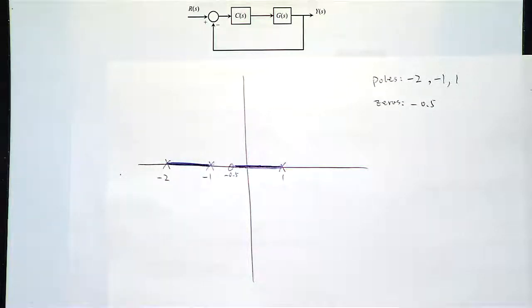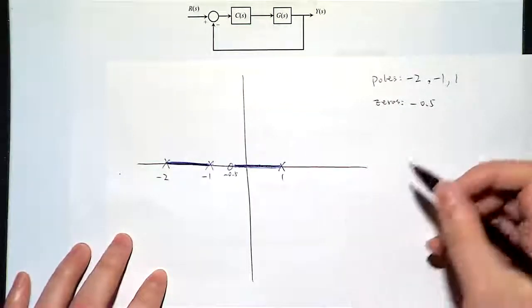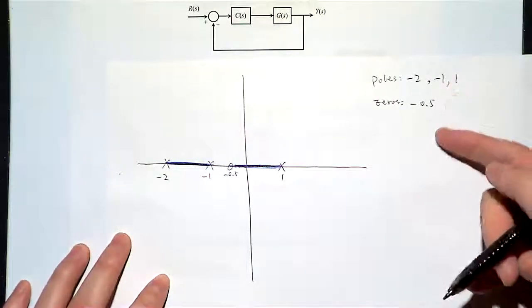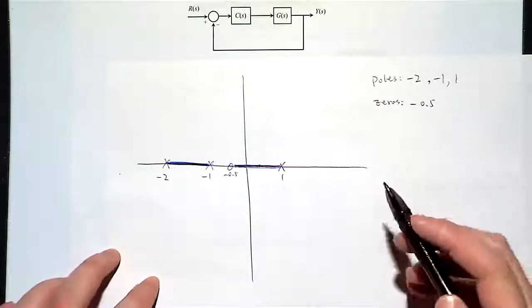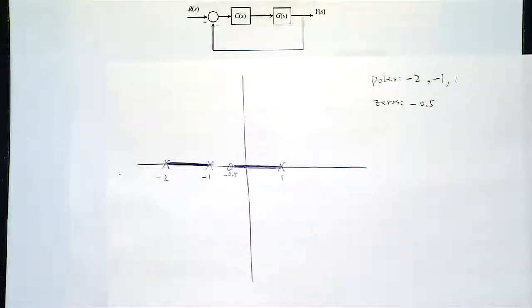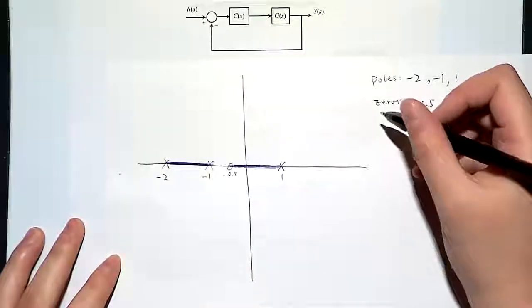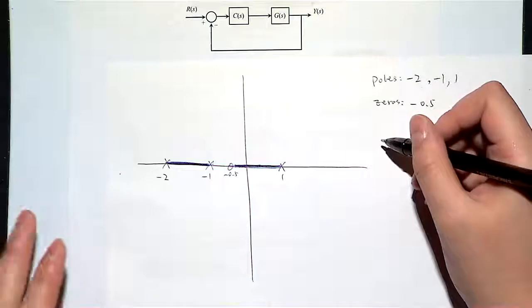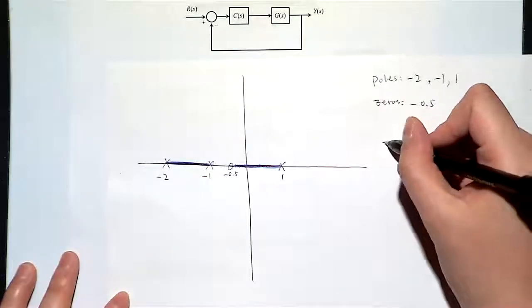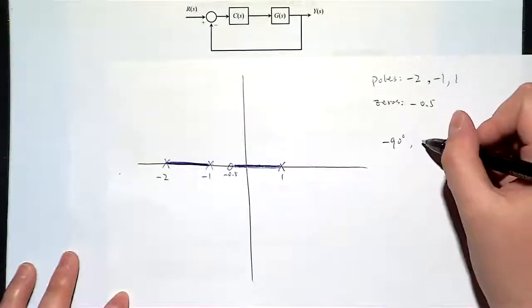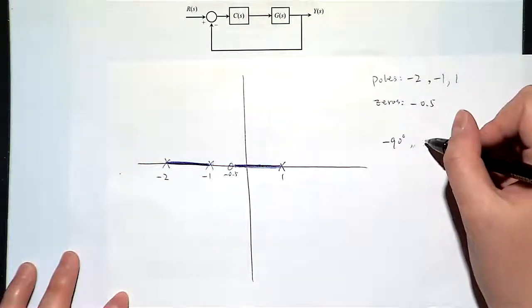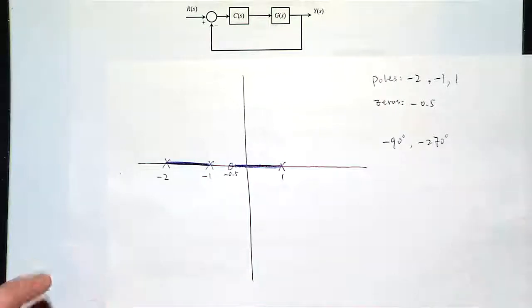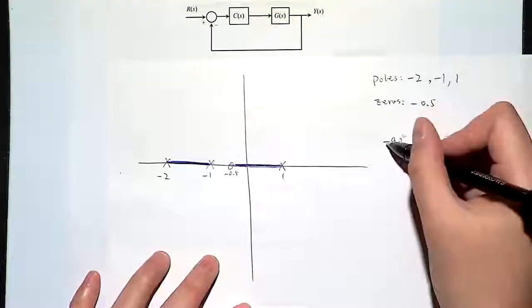And now you can calculate how many asymptotes you have, right? So you have 3 poles and 1 zero, which means you have 2 asymptotes. And immediately you know that the angles are at -90 degrees and -270 degrees. If you follow the formula, the formula is giving you positive.